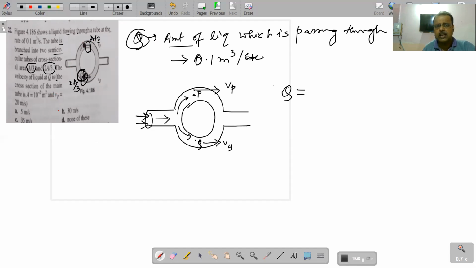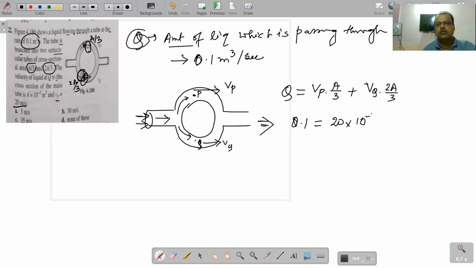So by using the continuity equation, we can say Vp into the cross-sectional area A by 3, and here the velocity of the liquid is Vq, so Vq into 2A by 3. Now you just simply put the values. The value of Q given in this problem is 0.1 meter cube, so you can place here 0.1. The value of Vp which is given is 20 meter per second, so you can say 20. And A, the value of the area of cross section, is 10 to the power minus 2.